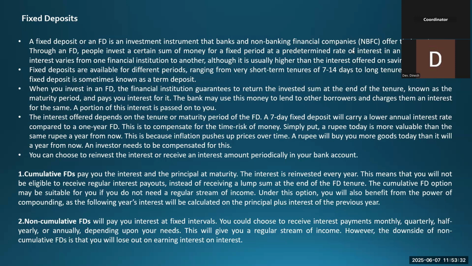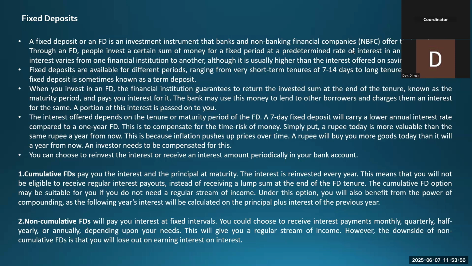Cumulative FDs are reinvested every year. This means that instead of receiving regular interest payouts, you receive a lump sum at the end of the FD tenure. The cumulative FD option may be suitable for you if you do not need a regular stream of income. In a cumulative FD, the interest is accumulated and paid at the end of the tenure.